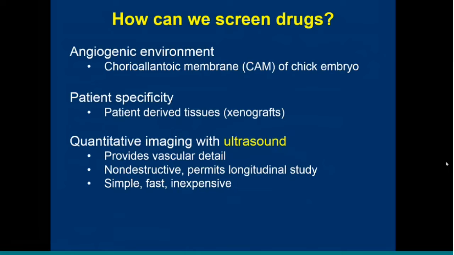So, how can we screen for drugs? Well, we're interested in anti-angiogenic agents, so we need an angiogenic environment. For that, we'll be using the chorioallantoic membrane, or the CAM for short, of the chick embryo. We wanted patient specificity, so we're going to be using patient-derived xenografts, derived from patient tissues. And we also need some way to quantify what's happening to the vasculature within the tumor. For that, we'll be relying on quantitative imaging using ultrasound.